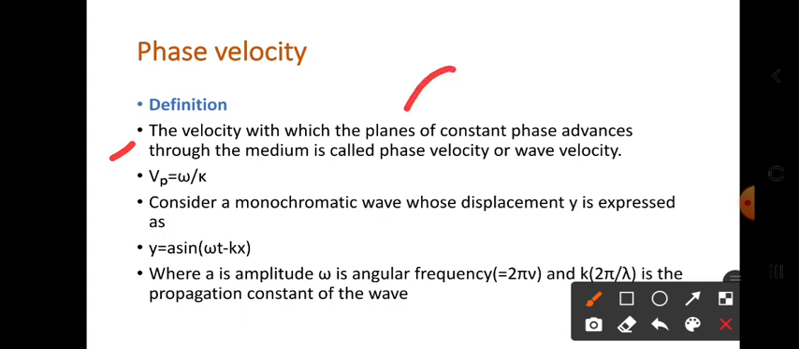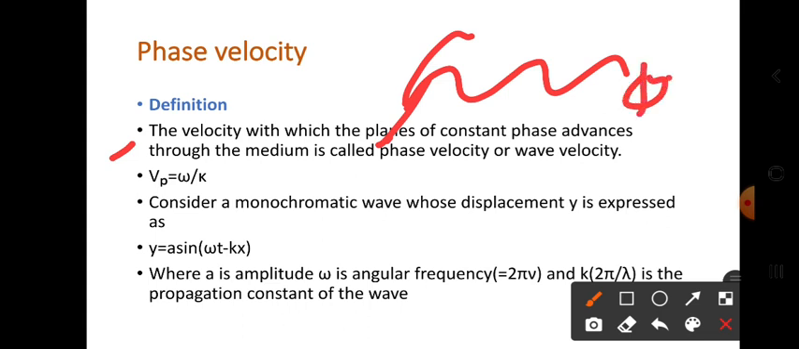For example, one wave is traveling with constant phase. Constant phase means their phase difference must be the same, right? However many planes are traveling, for all the planes their phase difference must be the same, that is a constant. And if they travel through the medium, then the velocity of that wave is called phase velocity or wave velocity.